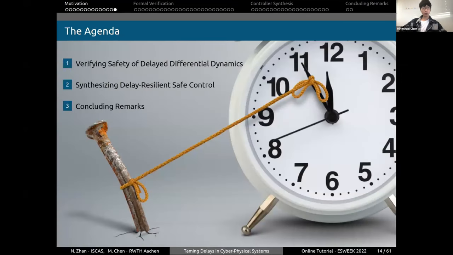So the rest of the tutorial will be mainly focusing on two sections. The first on the safety verification problem of systems modeled by delay differential equations. And this is basically continuous time dynamical systems. And for the second part, I will go through the synthesis of safe controllers, which are tolerant to delayed interactions. And there we will talk about discrete time systems and also the synthesis of switching logic in hybrid automaton.